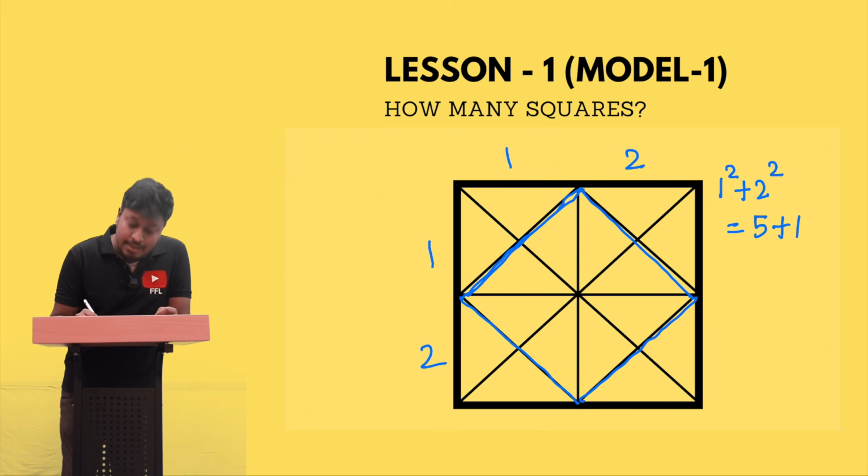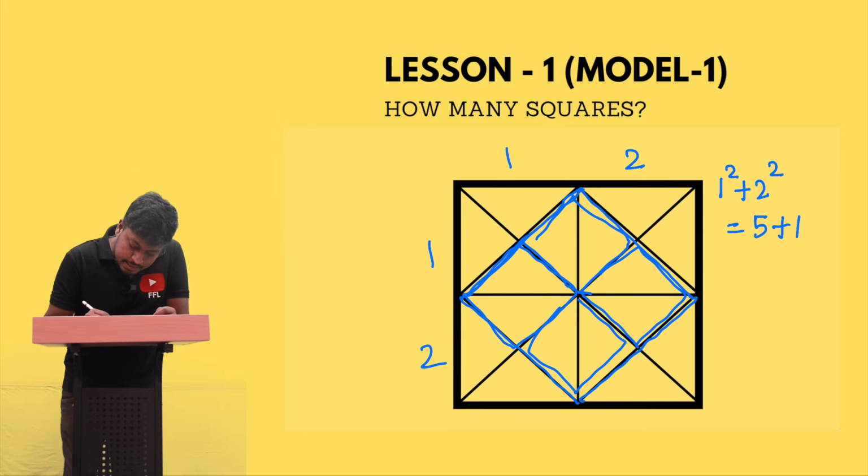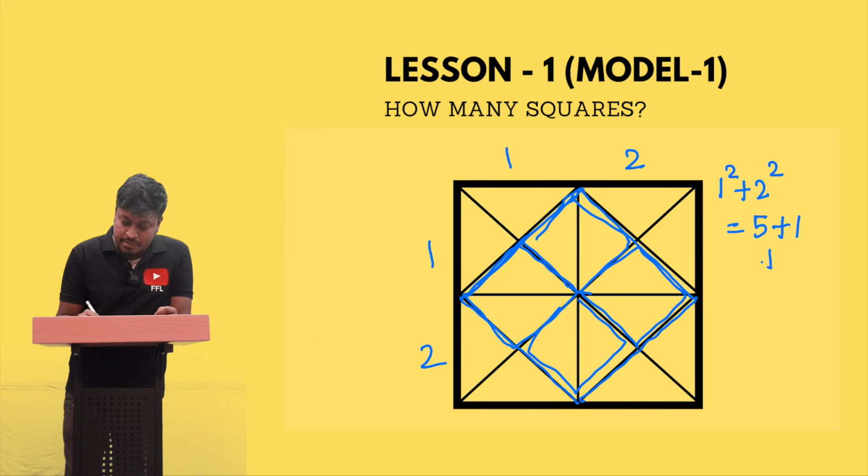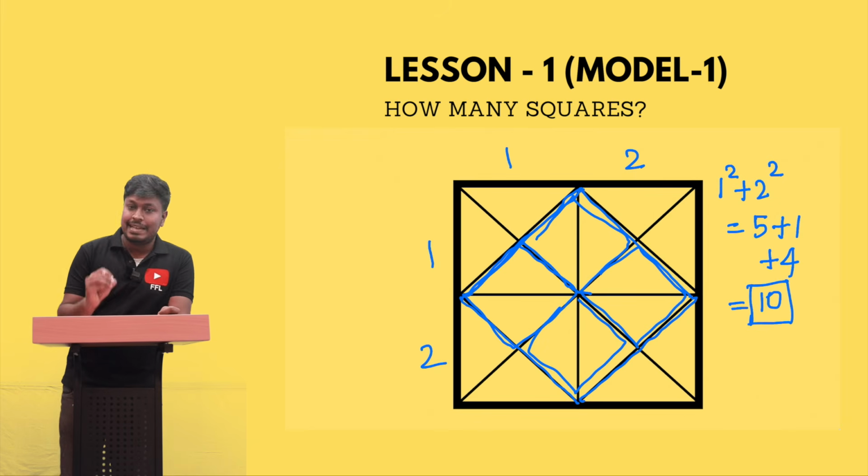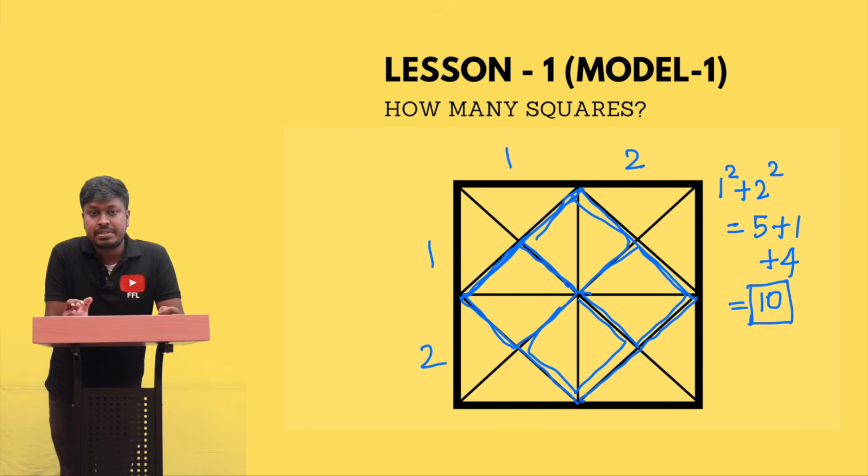So plus 1. And you can see this will be 1 square, yes or no? So this is 1 square and similarly this will be another square. So another square and another square. So another 4 squares are there. So plus 4. So the answer is 10. So finally we can say that there are totally 10 squares in the given image.